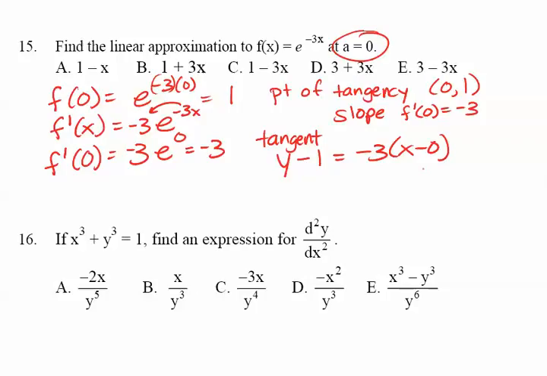And now we want to, oops, that's all we need to do in this one. We don't need to plug in a specific value. We just need to solve this. So negative 3x plus 1, and turn it around here. That looks like C, negative 3x positive 1.